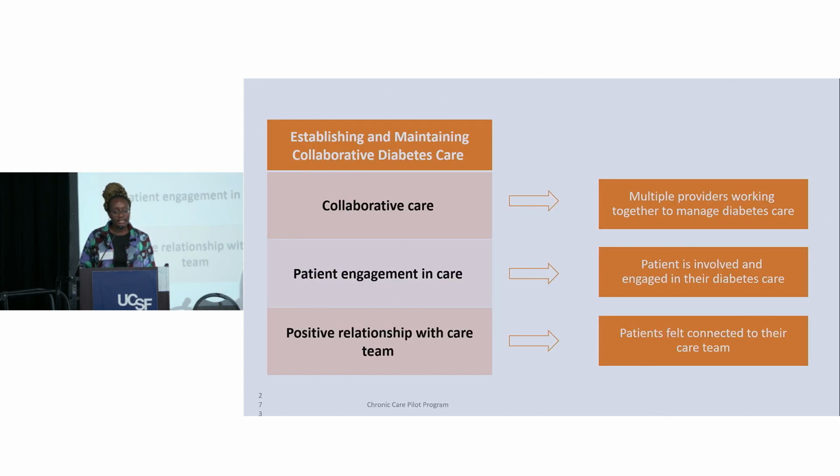So one of our last main themes, establishing and maintaining collaborative diabetes care, really speaks to the impact of a team-based approach in diabetes management. So the first theme within that is collaborative care, which refers to the idea of multiple providers working together to manage a patient's diabetes. The second one, patient engagement in care, refers to how a patient is involved and engaged in their diabetes care beyond their health appointments. And the last one, positive relationship with care team, really speaks to how patients felt connected to their healthcare providers.